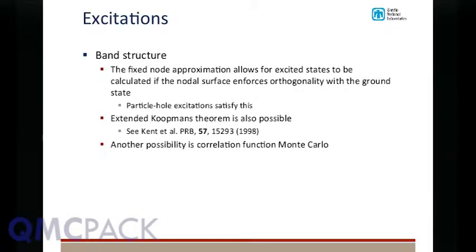Another thing that you might want to do is calculate a band structure. This is something that's commonplace in DFT. So this would require calculating energies of excited states, let's say, of the system. Now, one thing that you can do is just use the fixed node approximation to your benefit. So if you have something that's orthogonal to the ground state, which you would if you promoted, say, an electron from a conduction to a valence band, or a valence to a conduction band, then you can just run diffusion Monte Carlo, and you'll get some estimate of that energy.